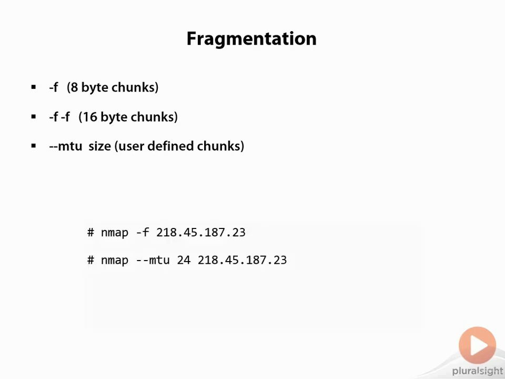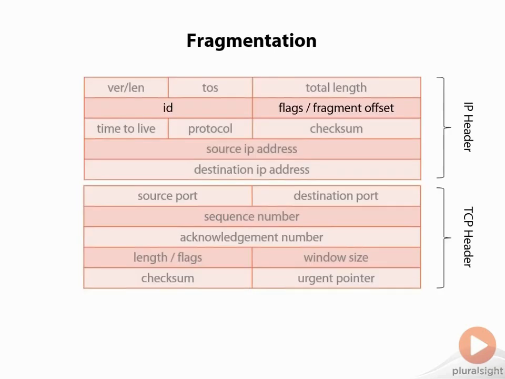Here's a couple of examples using these options. Note that fragments must be specified in multiples of 8 bytes, and since the TCP header is only 20 bytes long, a single -f is the preferred and most useful option. Here's a set of headers for a typical TCP/IP packet. Using a single -f option, the header would be split into 3 sections, like this.